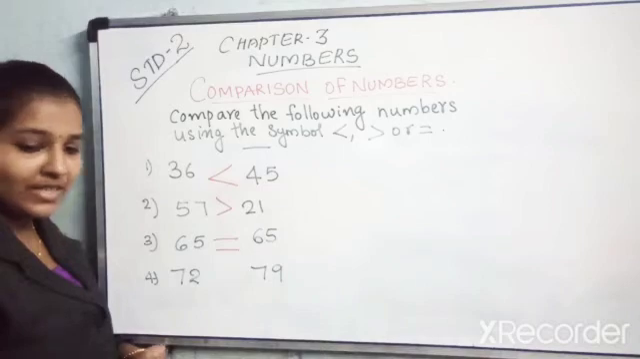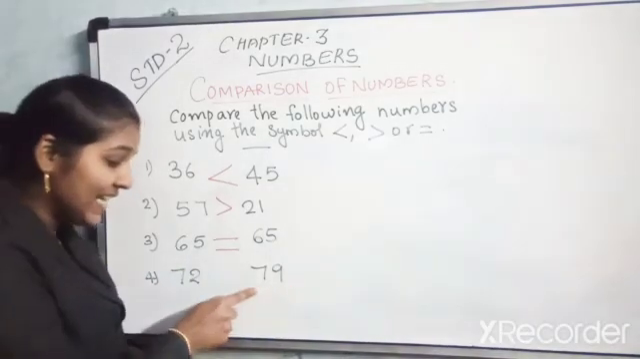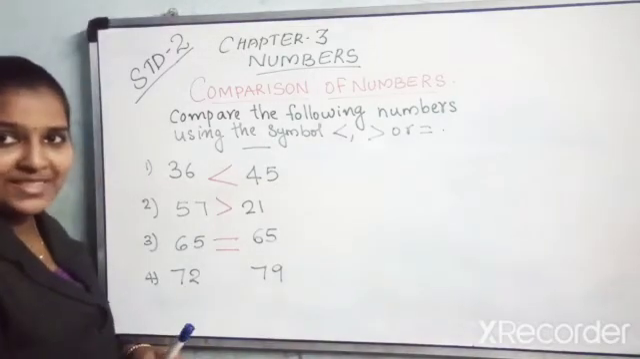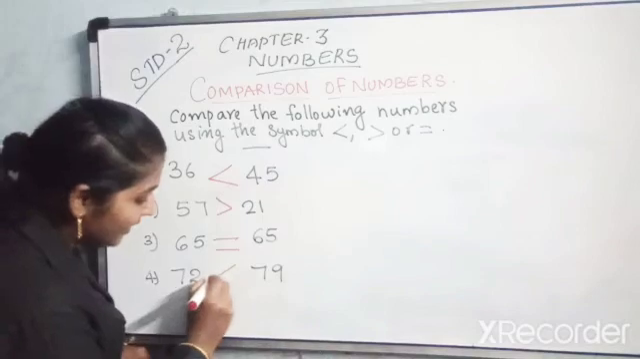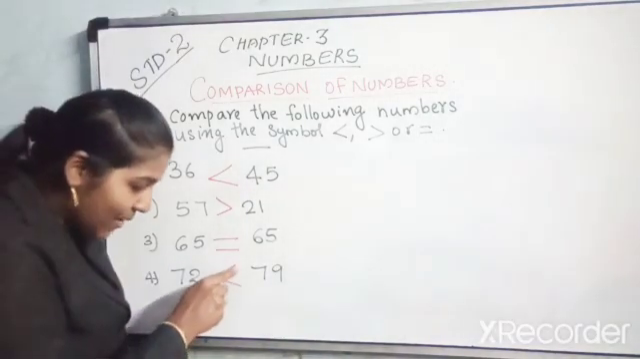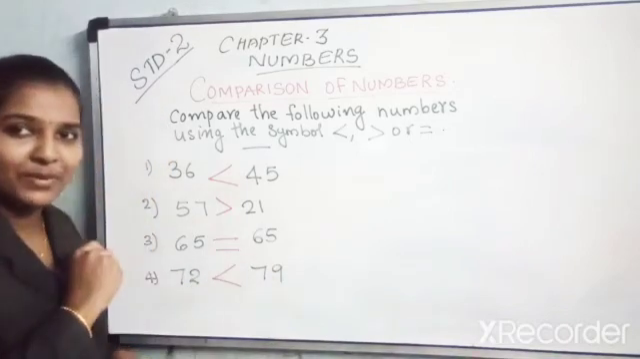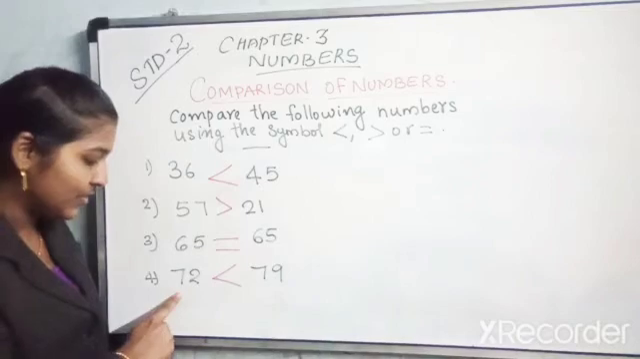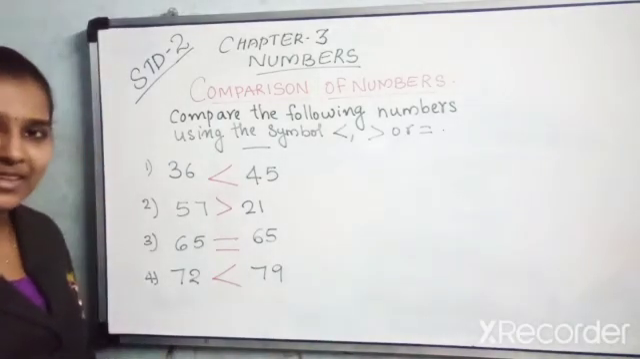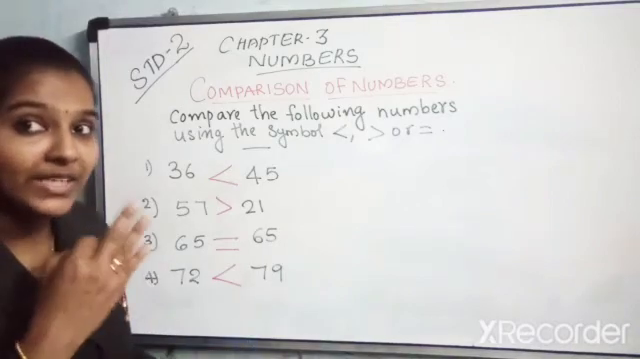Now, next numbers, 72 and 79. Tell me children, among these which is the bigger one? Yes, 79 is bigger than 72. Isn't it? So, you can put the less than symbol like this. That is, the mouth of the symbol is opened towards the larger number. So 72 is less than 79. Got it children? Now we will discuss the comparison of 3-digit numbers.